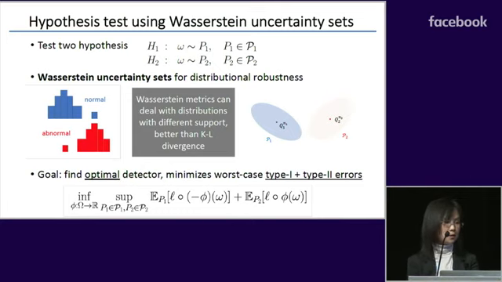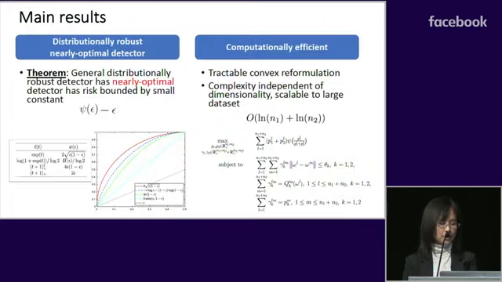The true distributions are within these uncertainty sets we constructed. This original formulation is non-convex and non-smooth because of the 0-1 loss. So what we have achieved is mainly two results. The first is that, using some tight convex relaxation, we can show we achieve nearly optimal detectors. And the other main result is a computationally efficient reformulation.